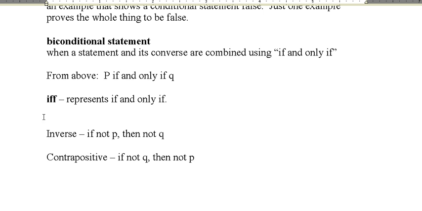Now in section 6.2 of our book, we will be dealing with inverses and contrapositives. The inverse is if not P, then not Q. You just negate the hypothesis and conclusion. And the contrapositive, you take the converse and the inverse, and you get if not Q, then not P.